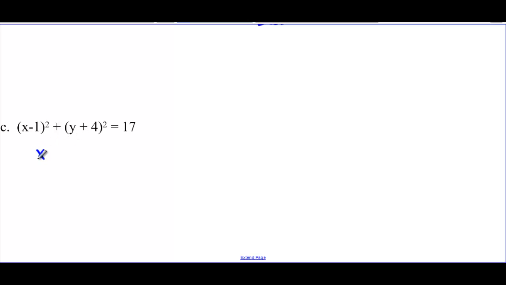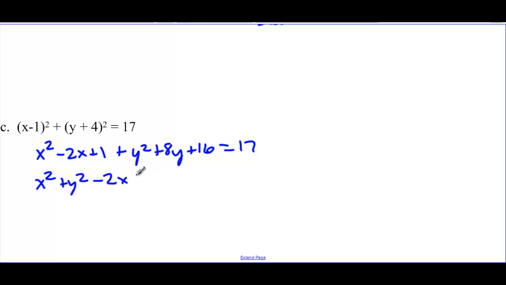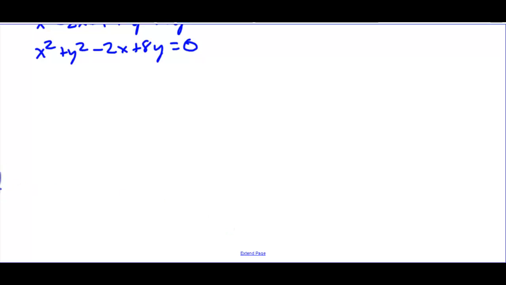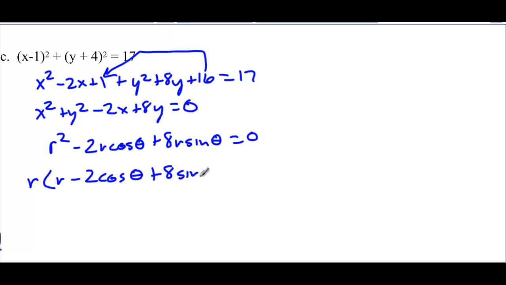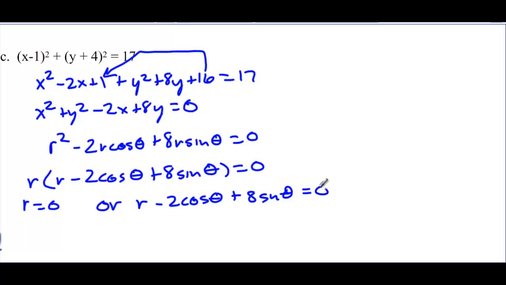In letter C, we have to multiply all this out. We have x squared minus 2x plus 1 plus y squared plus 8y plus 16 equals 17. I can rearrange these to say x squared plus y squared minus 2x plus 8y. We have 16 and 1 is 17. When I subtract 17 from both sides, we get 0. X squared plus y squared is r squared. Then we have minus 2r cosine of theta plus 8r sine of theta equals 0. I can factor out an r, and we get r times r minus 2 cosine theta plus 8 sine theta equals 0. Now r equals 0, or r minus 2 cosine theta plus 8 sine theta equals 0.